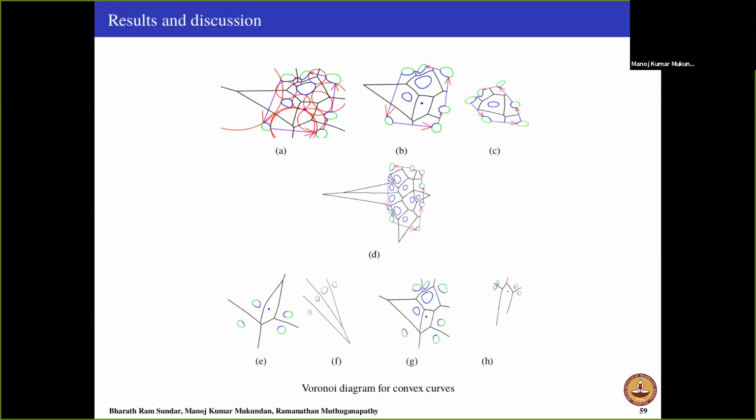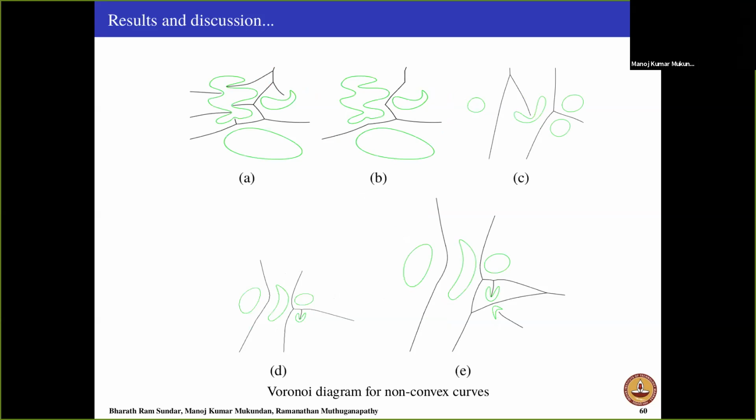Results for the Bernoulli diagram for a set of convex curves are shown here. Figures A to D show the Bernoulli diagram with leftover diameter edges. Figure A shows a branch disk also. Results for the Bernoulli diagram for a set of curves including non-convex curves are shown here. In figure B, self-bisectors have been avoided.